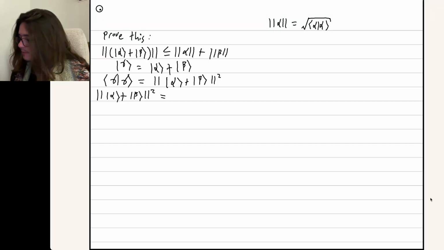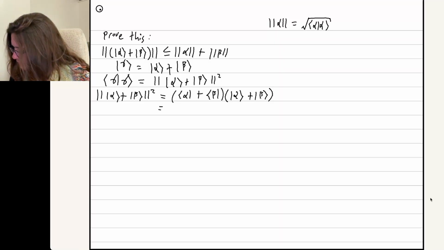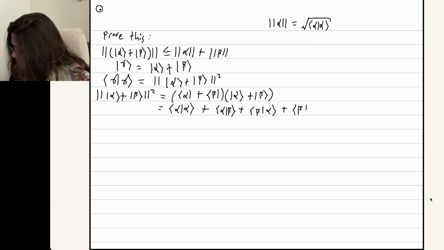So I'm actually going to write that on the left-hand side for now. But then on the right-hand side, I'm actually going to do the norm squared of alpha plus beta. It just looks like the bra alpha plus the bra beta times the ket alpha plus the ket beta. Carrying that out, it's going to be the inner product of alpha with itself plus the inner product of alpha with beta plus the inner product of beta with alpha plus the inner product of beta with beta.